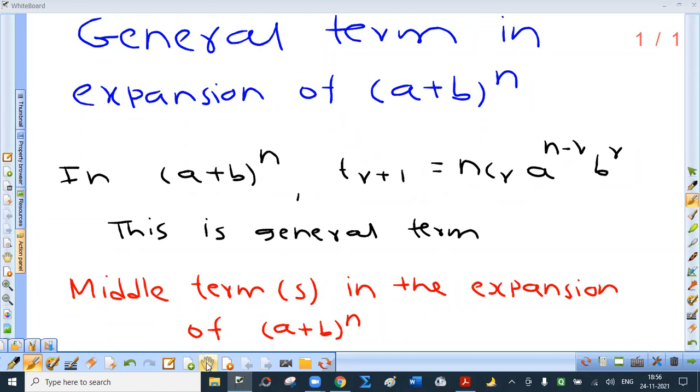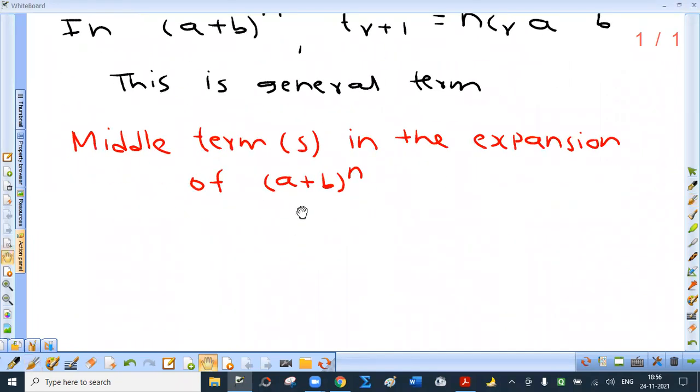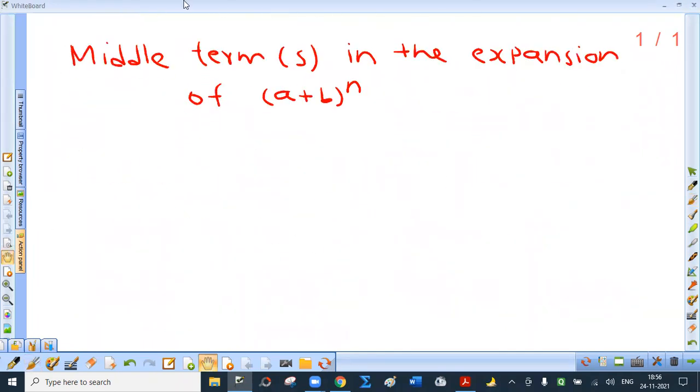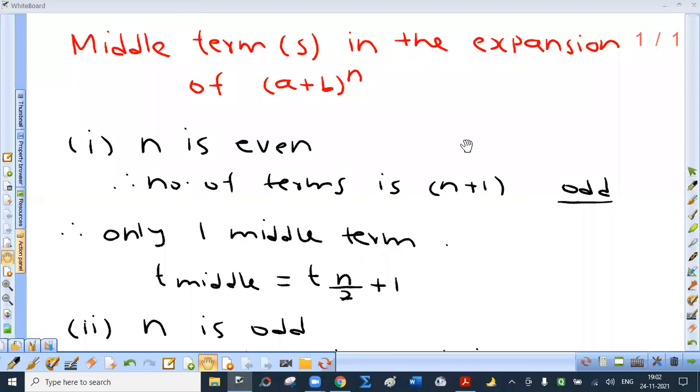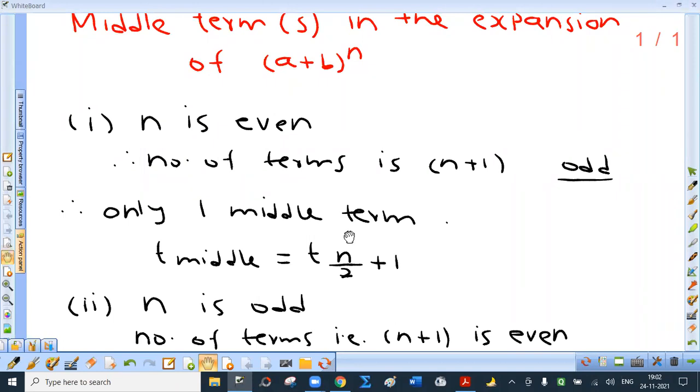Now, interesting part, middle term or terms in the expansion of (a plus b) raised to n. Actually, we have to consider two cases. Suppose index n is even. So the number of terms n plus 1 will be odd. So in this case, there is only one middle term, given by T middle equal to T(n by 2 plus 1). See, this one is not in the numerator, n by 2 plus 1.